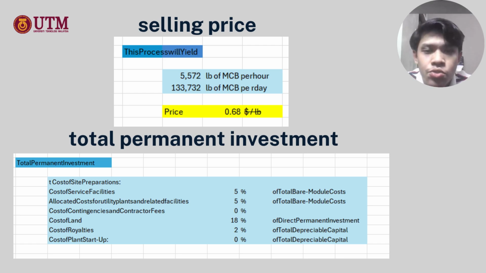The ROI is 34.75. The selling price is about 0.8 dollar per pound. They produce about 5,572 pounds of MCB per hour, and then 133,000 per day. For total permanent investment, cost of service facility is around 5%, allocated cost for utility is 5%, cost of land 80%, and cost of royalty is 2%.